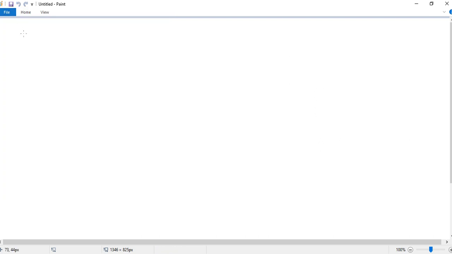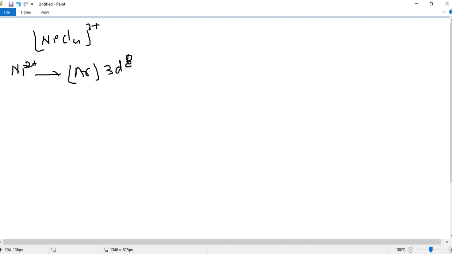for tetrahedral और square planar के लिए बात करते हैं. जैसे अगर हम NiCl4 के लिए बात करते हैं, for NiCl4 the configuration will be Ni2+. So Ni, the configuration is Ni2+, and the configuration for Ni2+ will be argon, and 4s से 2 इलेक्ट्रॉन निकल जाएंगे, that will be 3d8. 3d8 configuration in that case, and we need 4 ligands.